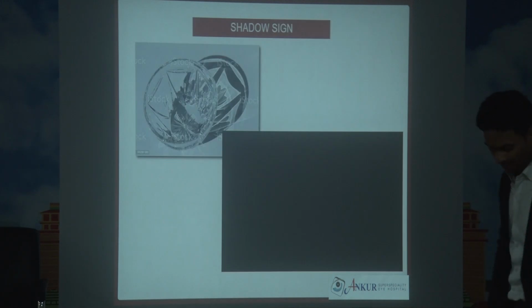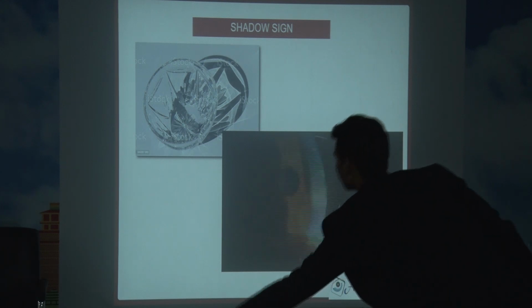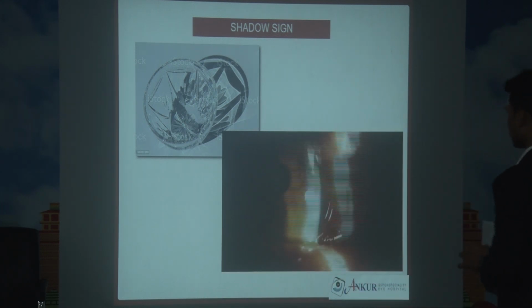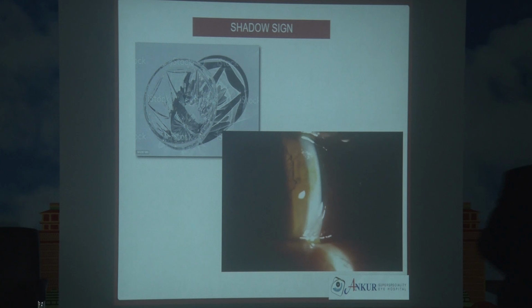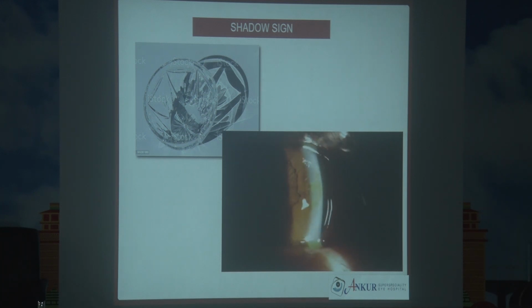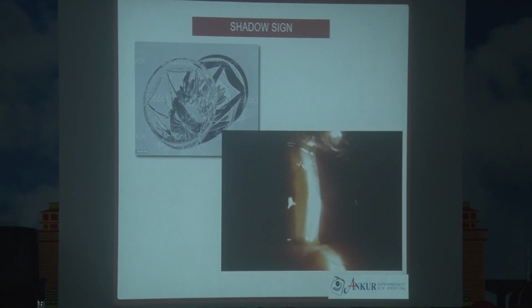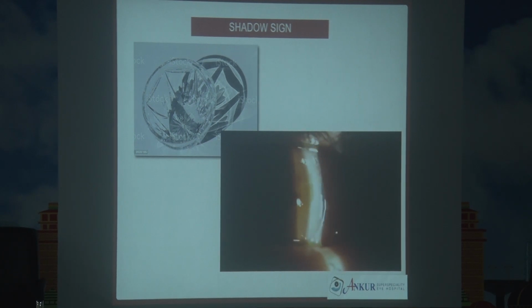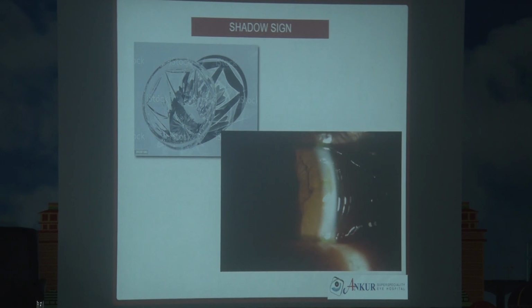Like in this case. So here I would like to describe a shadow sign. If there is anything on the cornea, an epithelial defect or a dendrite or a foreign body, when you throw a light on it, it will cast a shadow on the iris. So when you move your light, that shadow also moves. So you know that there is something, you defocus and look at the cornea, what have you missed.